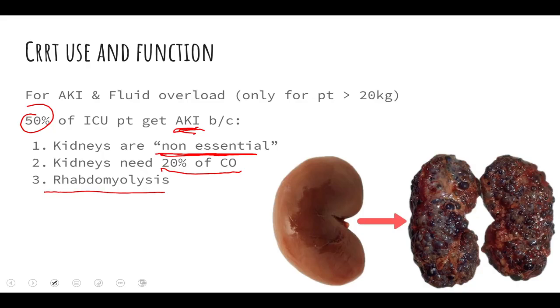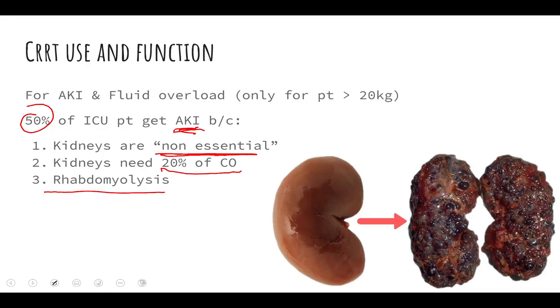So not using your muscles when you're sick and lying in bed for a while, you tend to break down your muscles. Now, with this breakdown of muscles, all this extra waste has to go somewhere, and all that waste is getting filtered by the kidneys, and that tends to damage the kidneys as well. So these are your 3 top reasons why patients in the critical care units end up getting acute kidney injury.